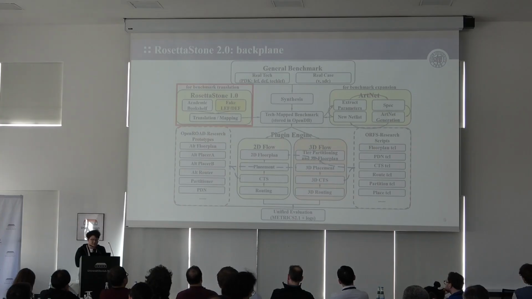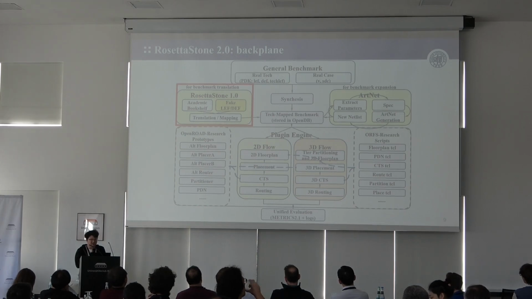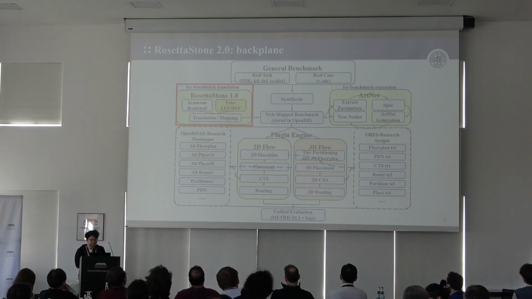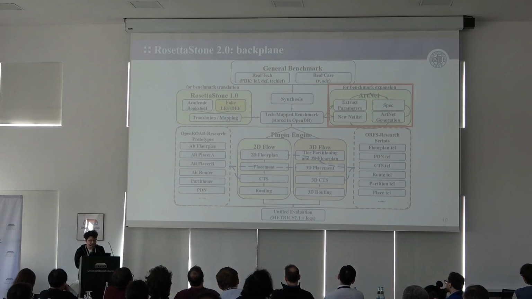For benchmark translation, we convert academic benchmarks and real PDK assets into a unified representation in OpenDB. For benchmark expansion, a recent work, NetGen, can generate scalable synthetic netlists that remain realistic while helping protect IP. This is especially useful when real shareable test cases are limited.